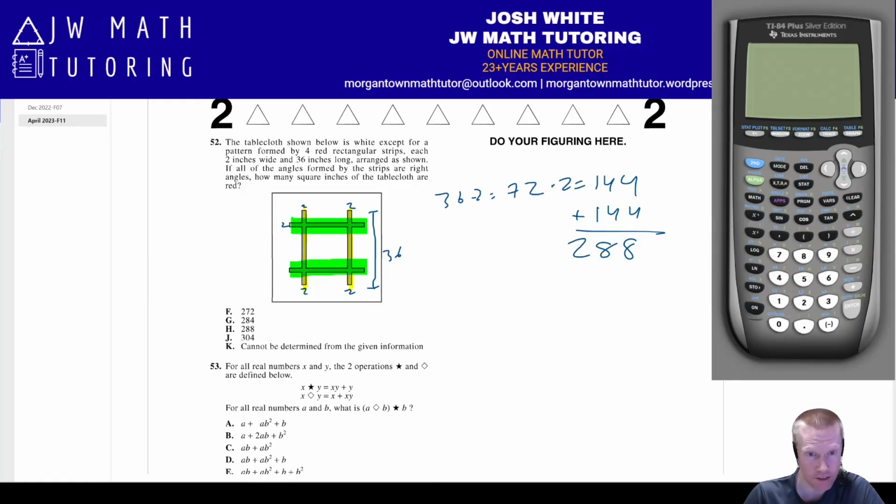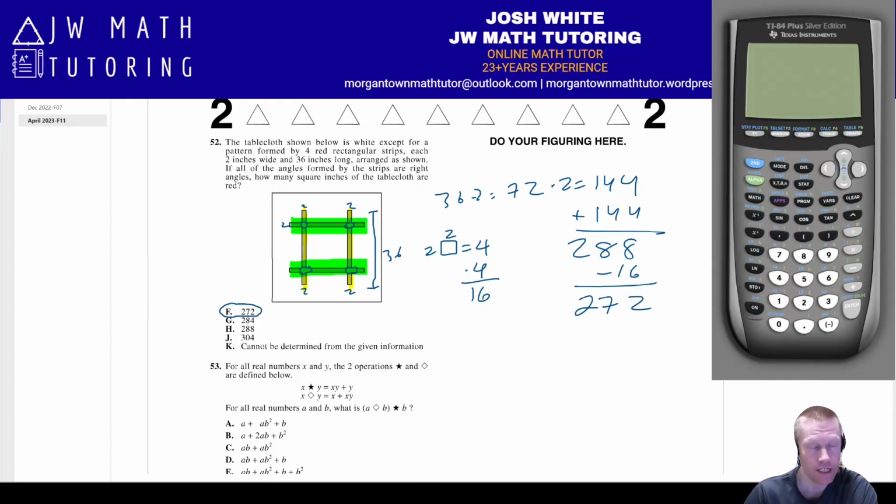But be careful, that is not the correct answer because you have overlaps that you need to subtract. The overlaps are going to be 4 little squares that are each 2 by 2. So each individual square will have an area of 4, and there are 4 of them, so you multiply the original 4 by another 4 to get 16, and then that is subtracted from the 288 to make 272. So the correct answer for this one is letter F.